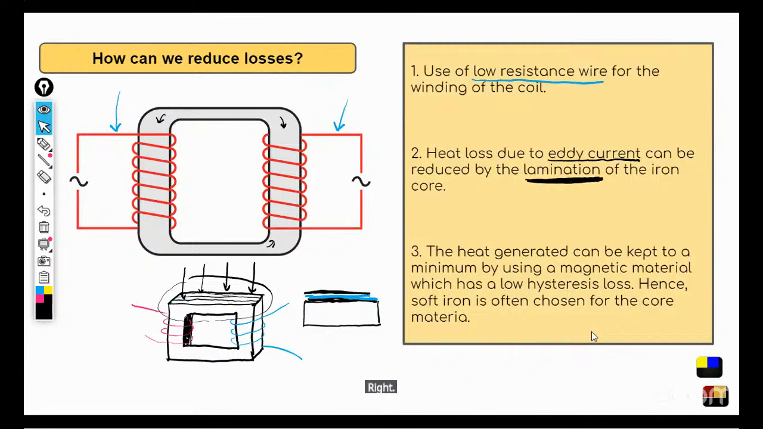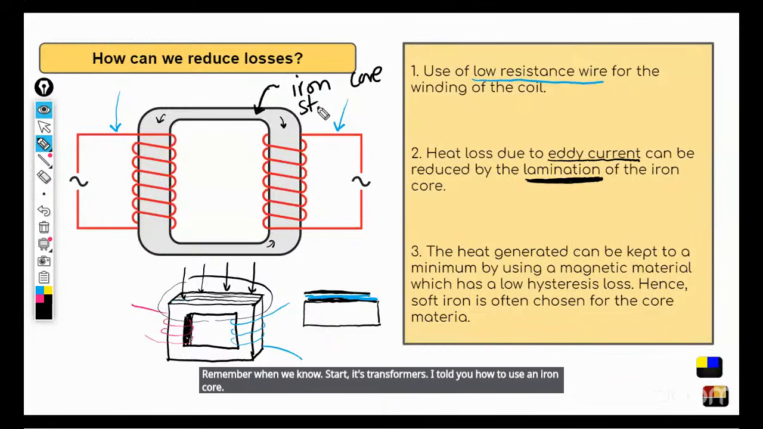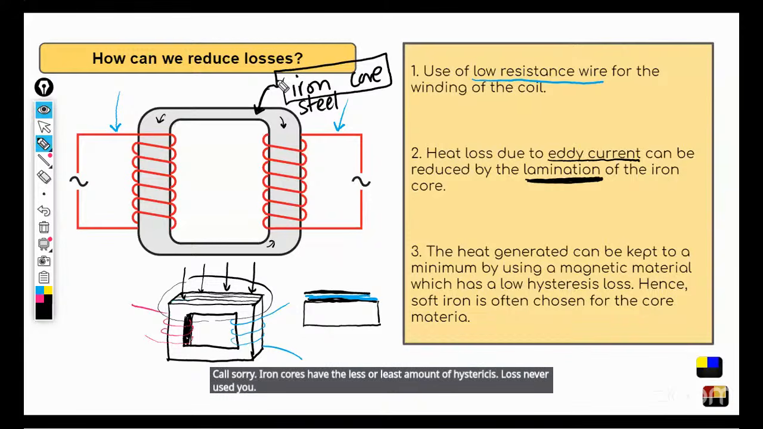Now, the other thing you do, remember the iron core. Remember when we started transformers, I told you you had to use an iron core and not steel or any other material. Iron cores, remember, have this thing called hysteresis loss. Iron cores have the least amount of hysteresis loss. Never use steel. When you use steel or any other material, the hysteresis loss becomes higher.